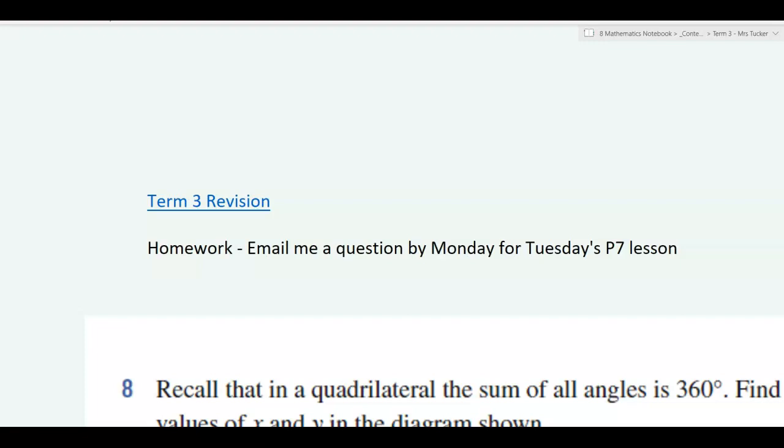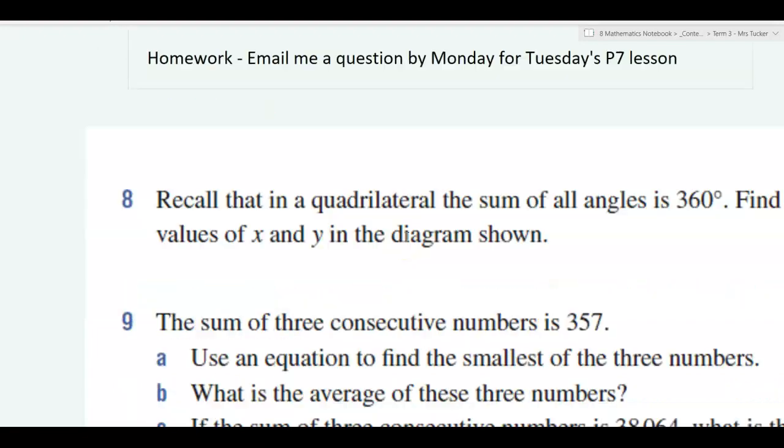So please prioritize getting some maths work done. Every other night you should be doing a little bit of maths work. It does not help your brain too much if you just leave it all to, I'll just do maths on Saturdays. It's not very useful. You want to do little chunks of your subjects every other day. All right, so term 3 revision we've gone through, and your homework, email me a question by Monday for Tuesday period 7's lesson.